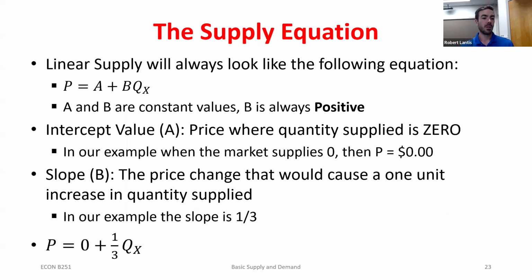Just like we could figure out from a supply schedule and from a graph what our intercept and slope were for a demand curve, we can do the same thing for the supply curve. I already mentioned, what does that slope represent? It's the price increase that we would require to supply one more unit to the market. Any questions there before we keep moving? Okay.